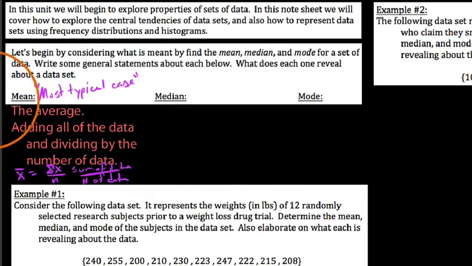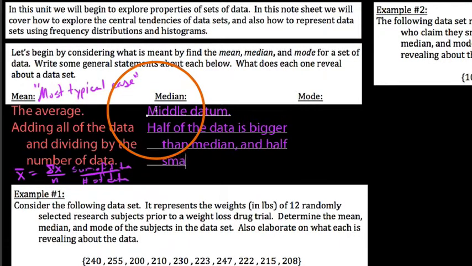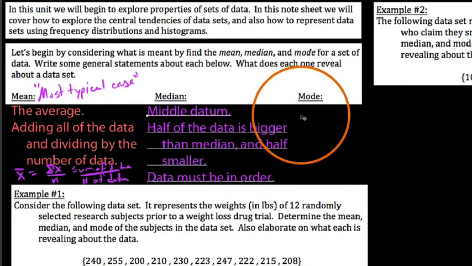Okay, so now let's talk about the median. When you hear median, it's kind of like the thing in the middle when you drive down the road. We say it is the middle datum. You'll notice I use the word datum here. Datum is the singular of data. So we say these data, but this datum. We say it is the middle datum, and we could say half of the data is bigger than the median and half smaller. So data must be in order to find the middle datum here. Half the data is bigger than that, half the data is smaller than that.